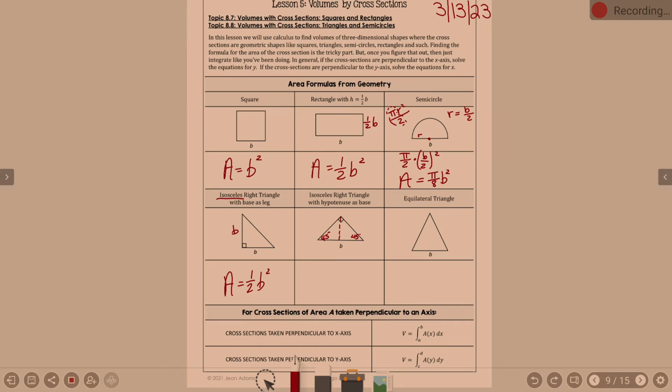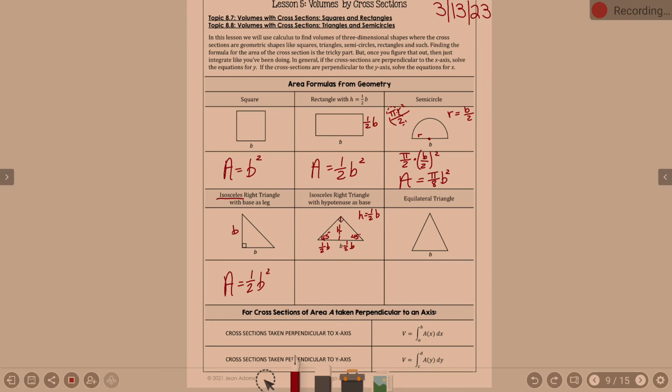If I split this into 2, these 2 are also going to be 45, 45, 90s, right? And if I do that, what does that make this bottom side right here? 1/2 the base, and then this is 1/2 the base, right? If this is 1/2 the base, what is this height here? It's also 1/2 the base, because that's going to match up as a side of a 45, 45, 90, correct?